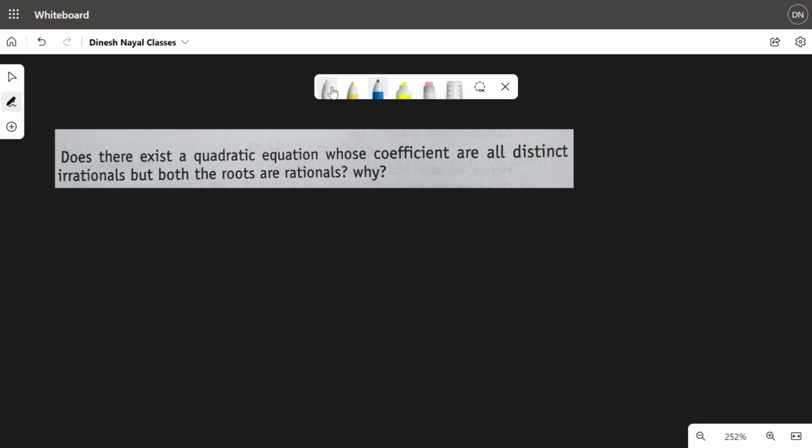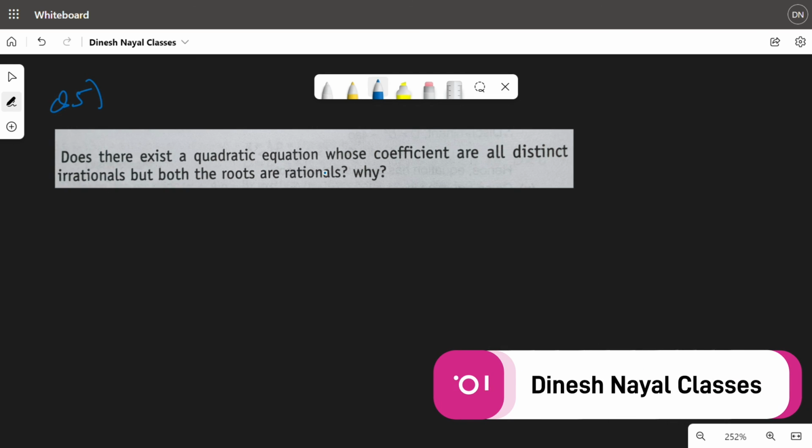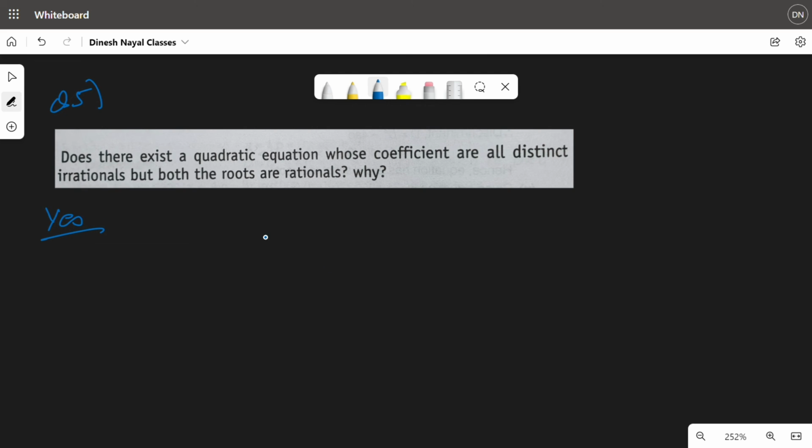Now the next question is question 5. Question 5 is: does there exist a quadratic equation whose coefficients are all distinct irrational but both the roots are rational? So yes, there exists. So we can take an example. Consider a quadratic equation root 3x square minus 7 root 3x plus 12 root 3.